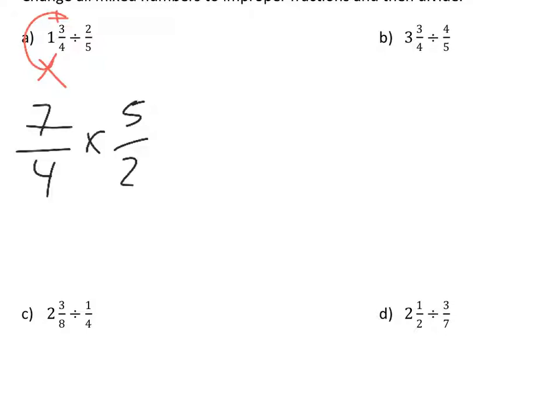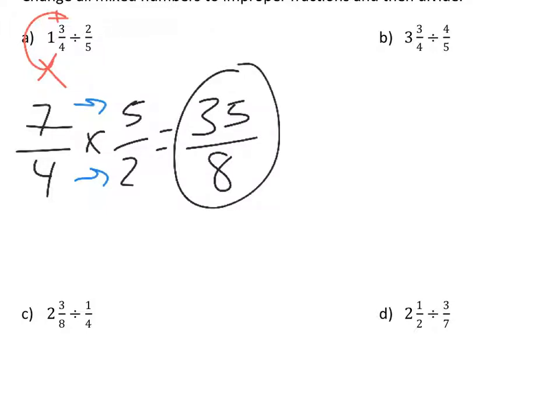If you can cross cancel, you can do that. If you can't, just multiply top to top, bottom to bottom. This should be old, this should be habit, this should be known to you. That's why we're moving so fast. We've got to get to the harder 6th grade material. 7 times 5 is 35. 4 times 2 is 8. If that reduces, we need to. It doesn't. We're finished.